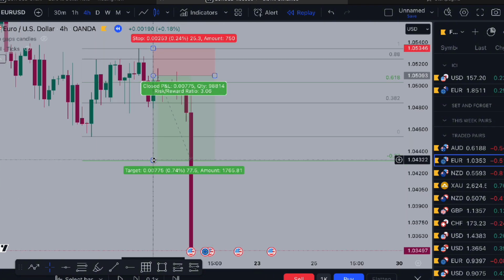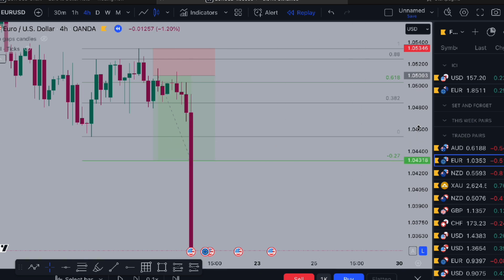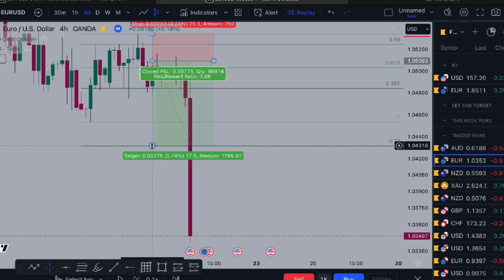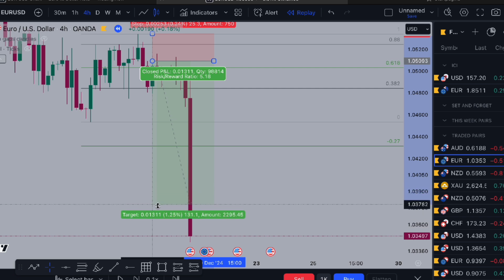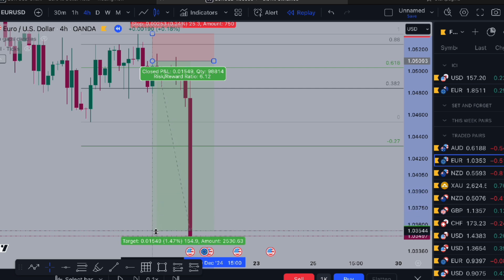I didn't close my trade at the -27 because, as I explained earlier, there was FOMC, and the projection was that the dollar was going to be strong for a longer period of time. So that's why I ended up holding this trade for a 1 to 6 instead of a 1 to 3. So I ended up closing right here.